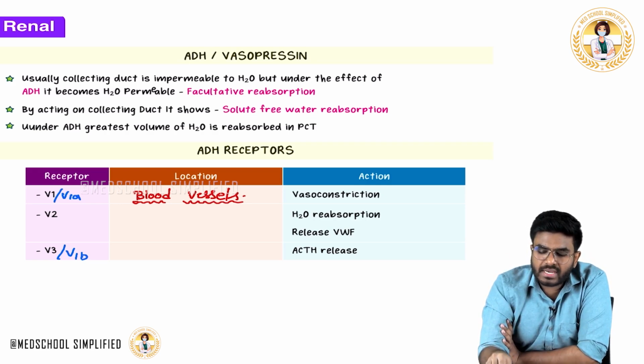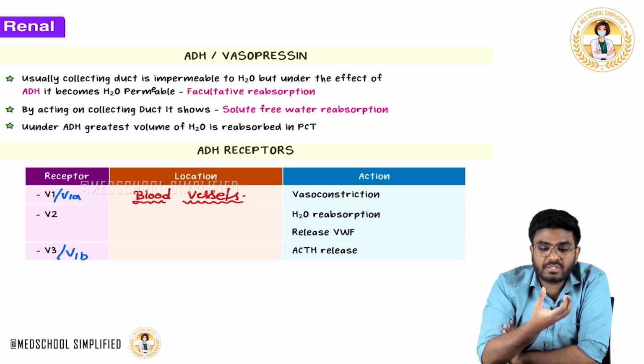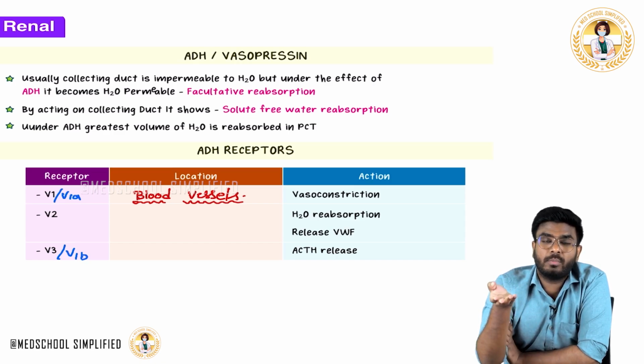When the anti-diuretic hormone acts on the blood vessel, what happens? The blood vessels will undergo vasoconstriction. That's why anti-diuretic hormone is also called vasopressin. Why are we calling it vasopressin? Because it presses the blood vessel. It's a pressor. So blood vessels are going to be compressed like this. So what happens? More BP.